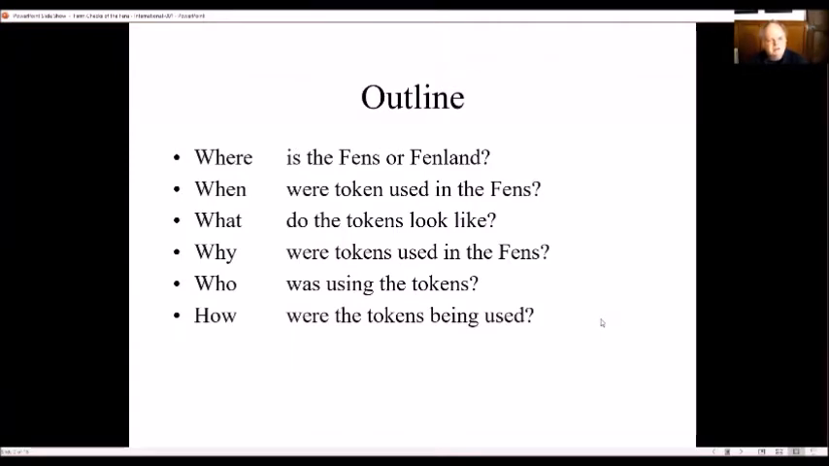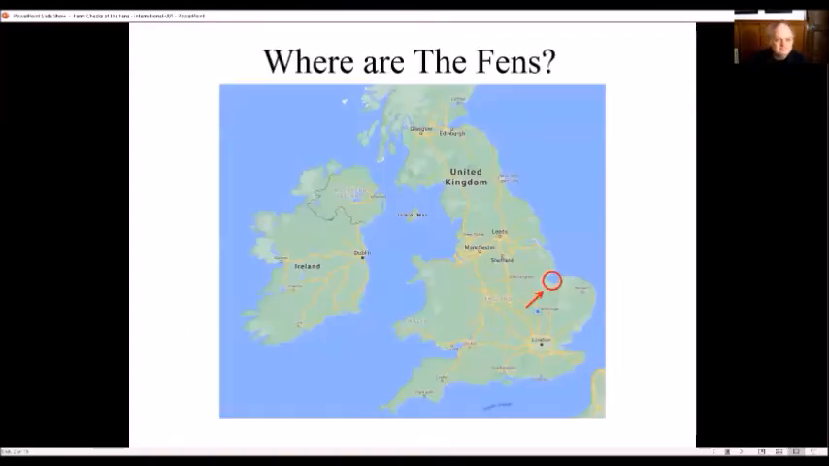So here's the outline and the usual series of questions you get when you've got any large series of tokens. Where did they come from? When were they used? What do the tokens look like? Probably the more interesting part of it. Why were the tokens used here in this particular area? Who was using them and how were the tokens being used?